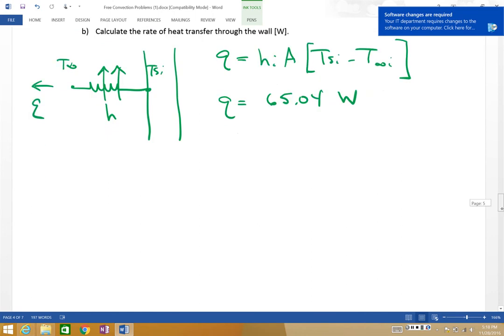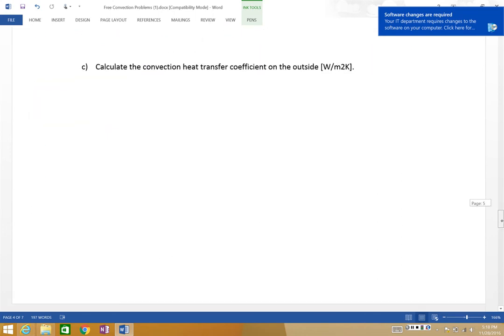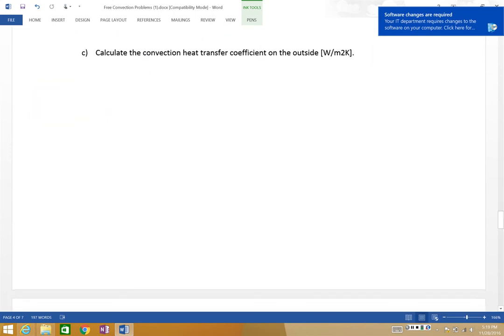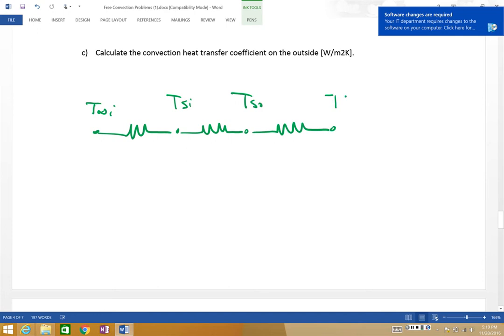Okay. The next part of the problem says calculate the convection heat transfer coefficient on the outside. Alright, well here's my resistor network. Let's just draw the resistor network. T infinity inside. Here's T surface inside, R conduction, T surface outside, R convection, T infinity outside. Now I know this is 33 degrees C. We've already figured out Q is 65.04 watts.